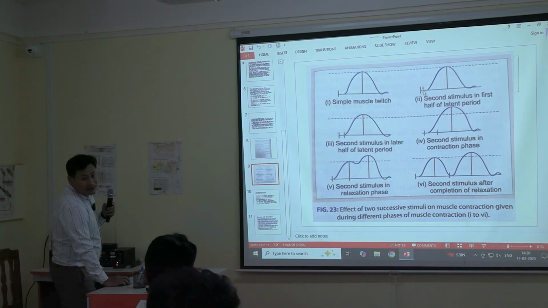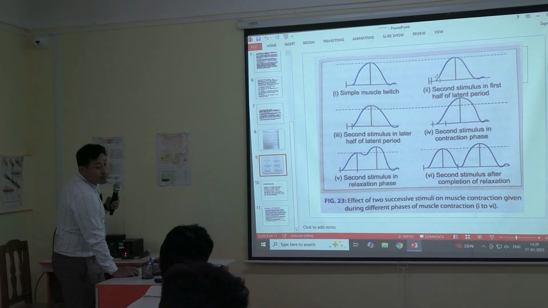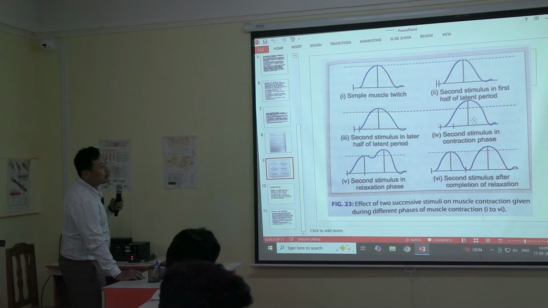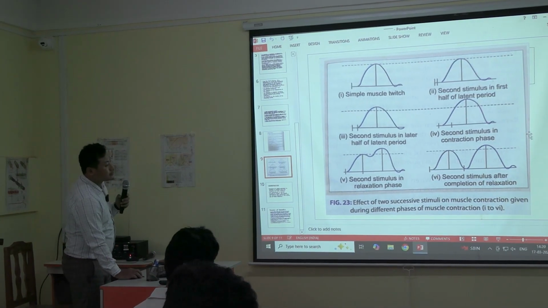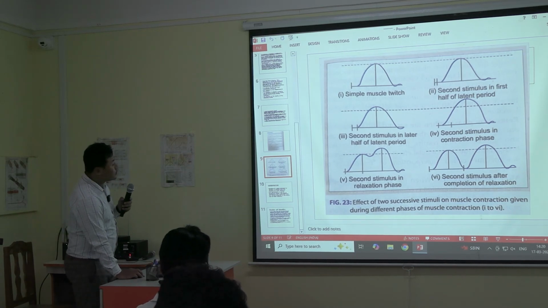In today's experiment, we will see what happens if we give the second stimulus in the first half of the latent period, or in the second part of the latent period, in the contraction period, or in the relaxation period, or after the completion of relaxation. This is the diagram which you have in your book also.